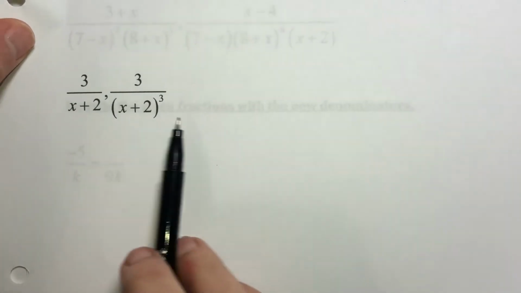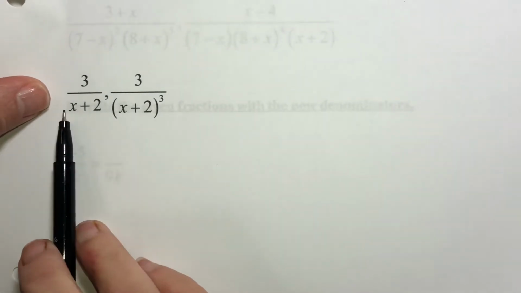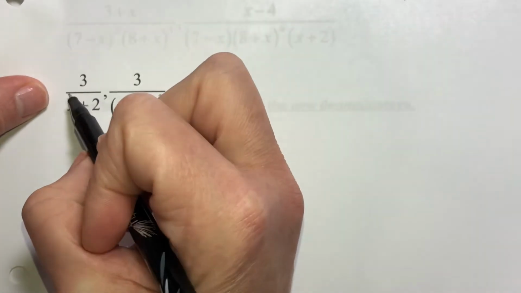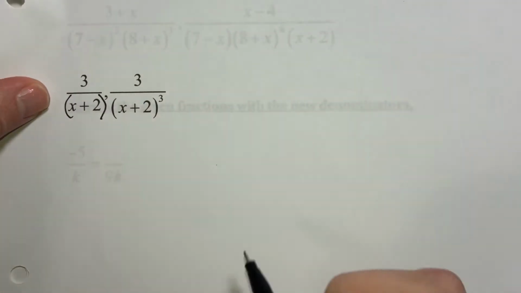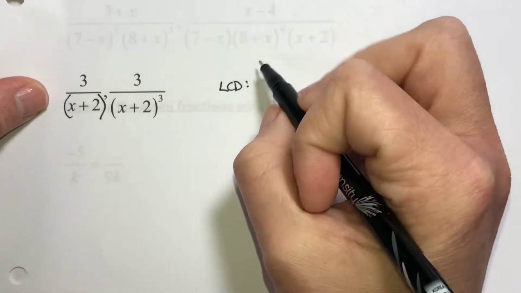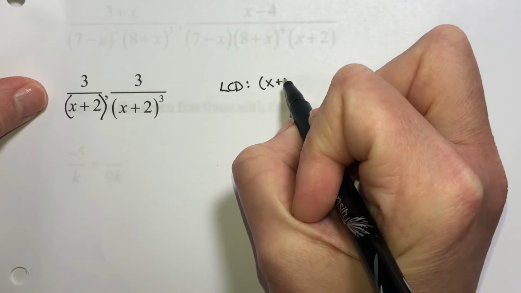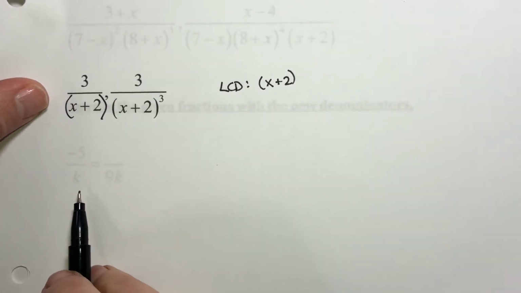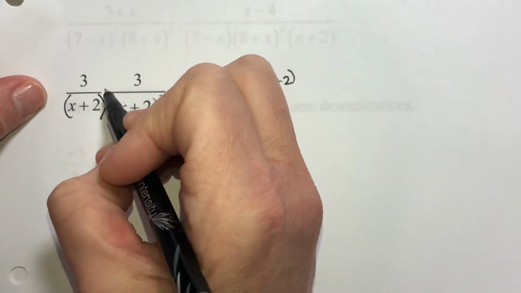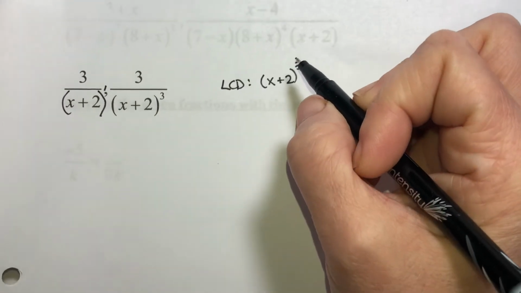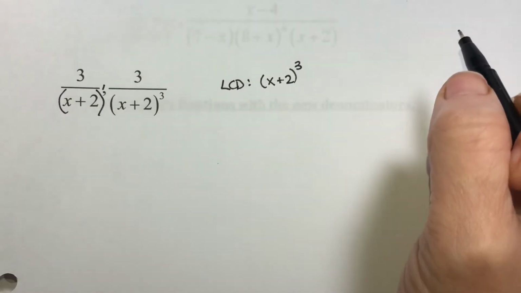Okay, let's check out this one. I have x plus 2, and I have x plus 2 cubed. This does not factor. I'm going to put it in parentheses. For my LCD, I have an x plus 2 base, and that's the only base that I have. Then I go through and pick the largest exponent, and the largest exponent, that's a 1 there, that's a 3 there, so I use a 3. And then I am done. That is my LCD.